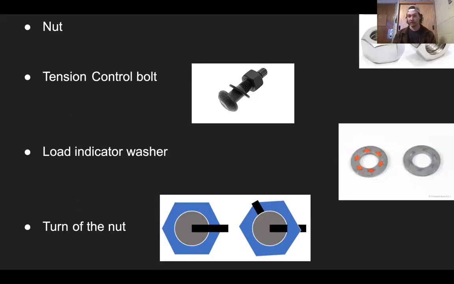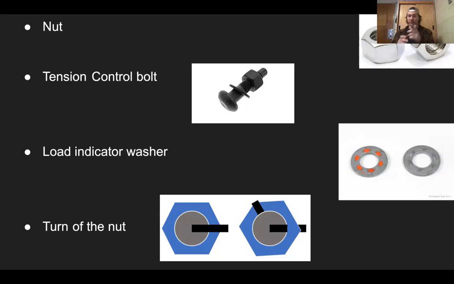So parts of the bolt. You have the nut, which goes on the other end of the bolt that has the threads. So you twist that to make it tight. And then there's a tension control bolt, which helps you see what tension the bolt's at. And then the load indicator washer is pretty cool. It's a washer which goes on the other side of the tensioning, so it's not pushing in, it spreads out the weight load.